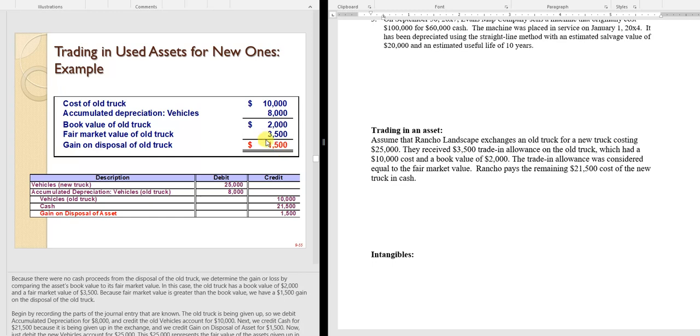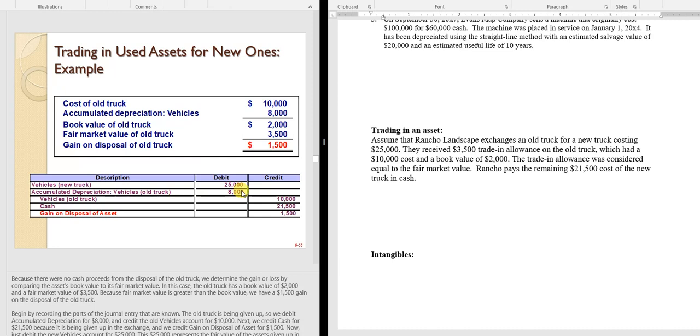These you really have to take slowly because you've got an old and a new truck going in here. So I take the old truck off my books, $10,000, and get the accumulated depreciation of the old truck off your books, which is 8.